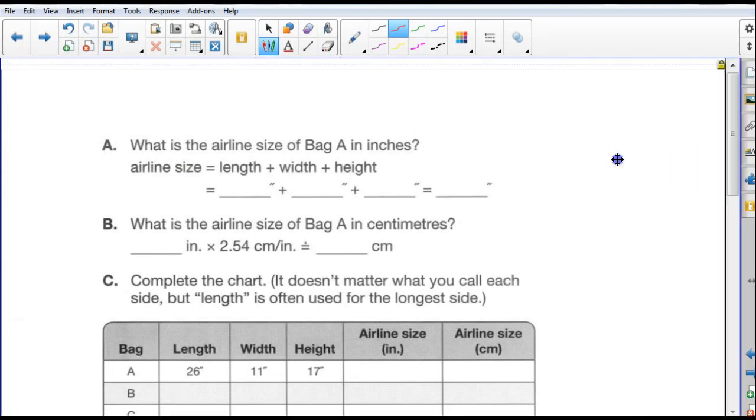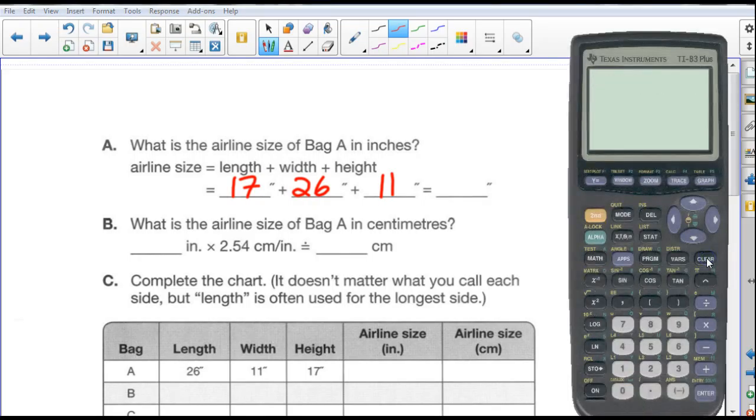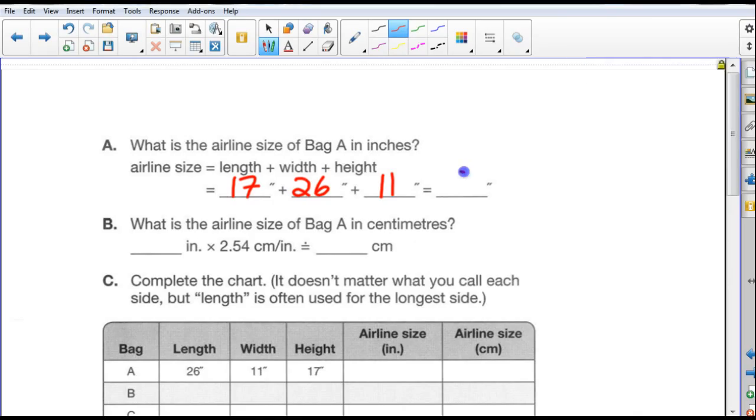So now, what is the airline size of bag A in inches? Well, airline size is length plus width plus height. So for the first one, we've got 17 inches plus 26 inches plus 11 inches. So we add those 3 numbers up. You use your calculator for that. 17 plus 26 plus 11 equals 54. So we have a total of 54 inches.